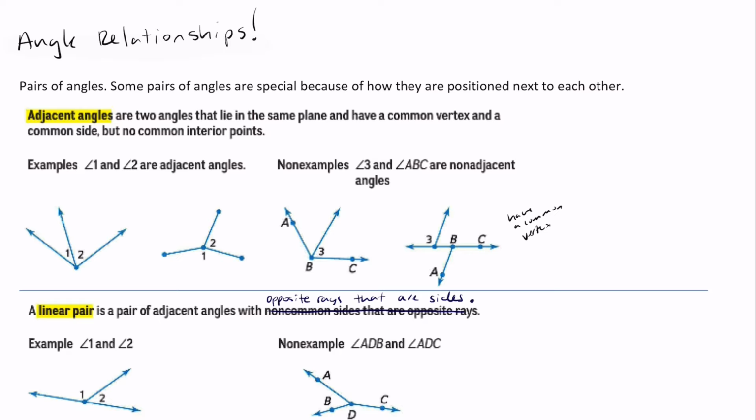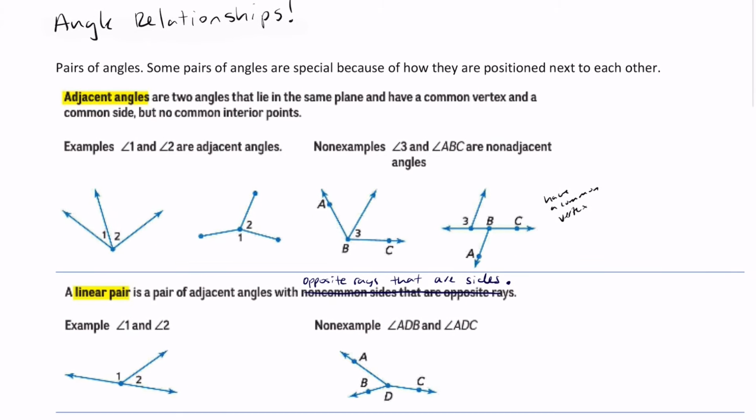Starting off with adjacent angles, they are two angles that lie in the same plane and have a common vertex and a common side, but no common inside points. So, for instance, let's talk about examples over here. Angle 1 and angle 2 are adjacent angles. So these are considered adjacent angles, and we can take a look at them individually. Angle 1 over here, and here's angle 2.